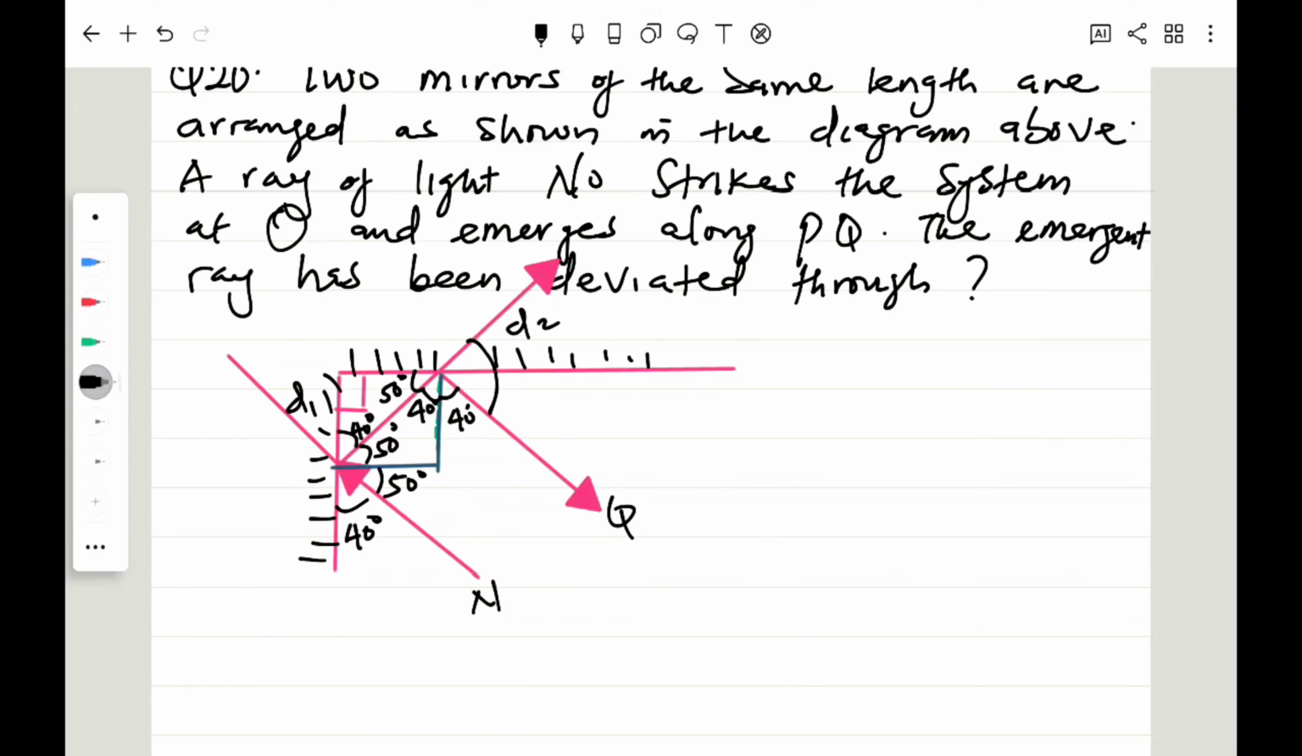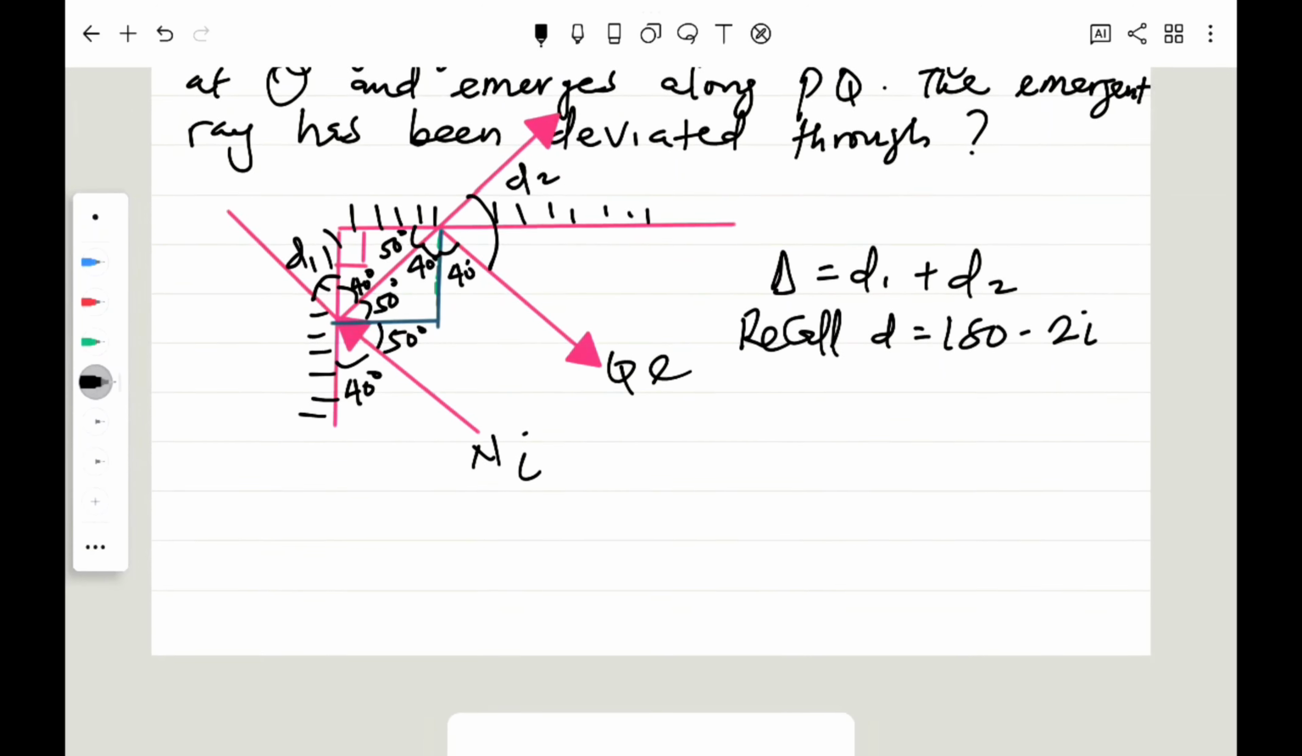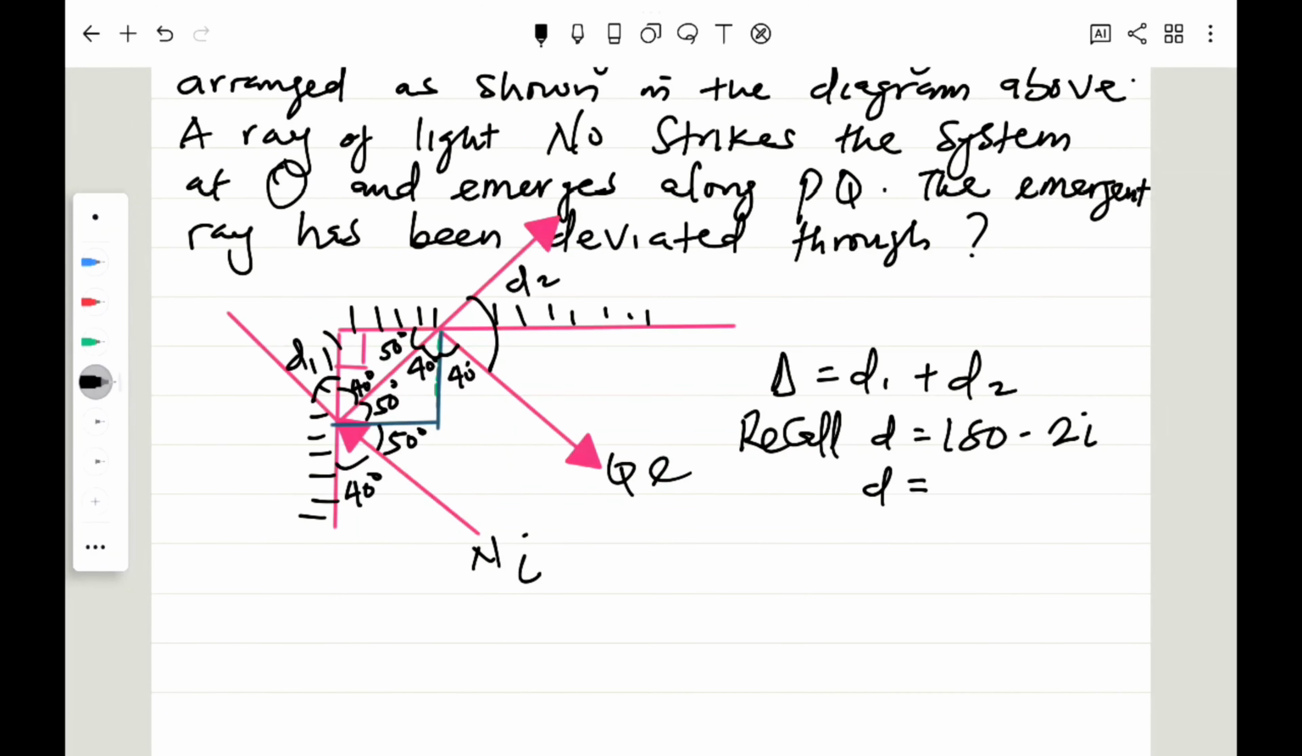Then we have our D1, we have our D2. Is that clear? So the question is asking us for the emergent ray, the angle that has been deviated. So D1 plus D2 will give us our D. Alright, let's write that for better understanding. Our D is equal to D1 plus D2. So recall that D is equal to 180 minus 2I, or D is equal to 180 minus 2R.